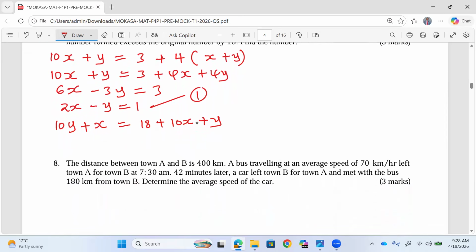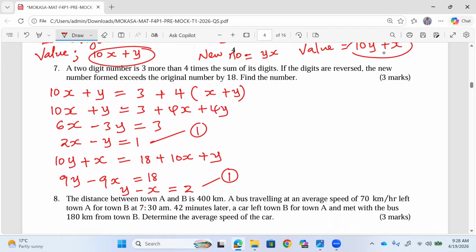Again, we can group terms. 9y minus 9x equals 18. y minus x equals 2, that is after dividing through by 9. So we got 2 equations now. This is my equation 2. And the 2 can be solved simultaneously so that you may get the value of x and the value of y.